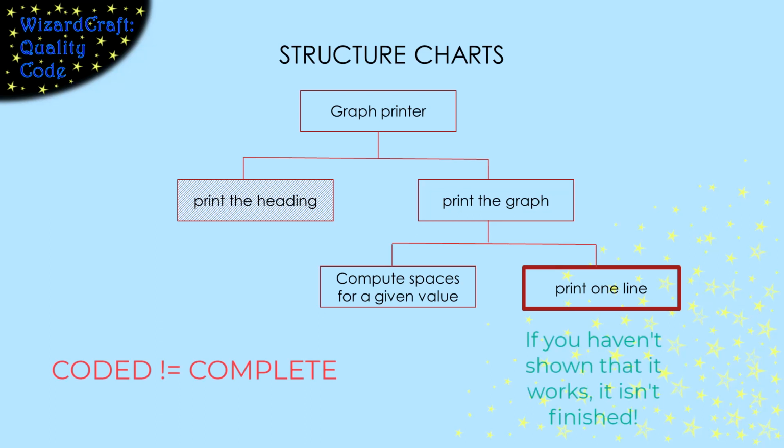I can't tell you how often I hear people say, "I'm 90% finished with this project," when they haven't made anything actually run. No matter how trivial a function seems, you can't be sure it works until it runs, and you can verify in some way that it did what it was supposed to do. So I don't mark anything off the structure chart until I've demonstrated that it works.